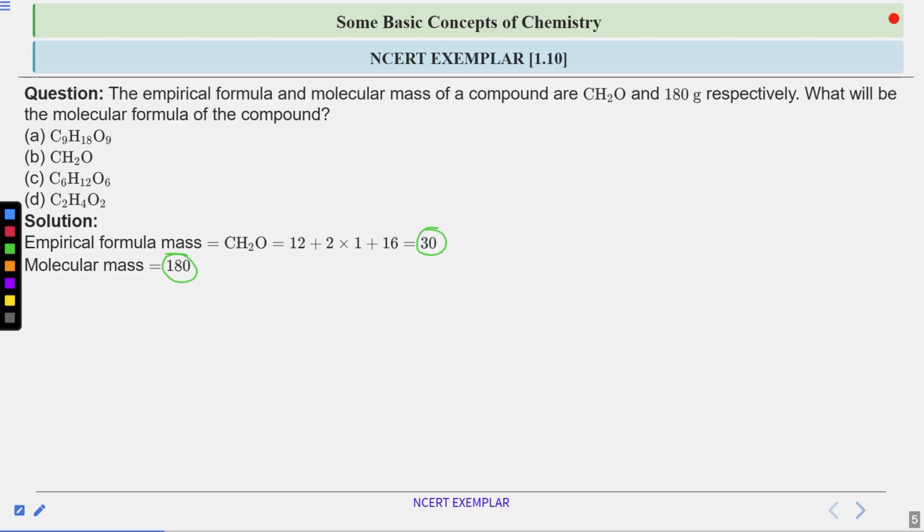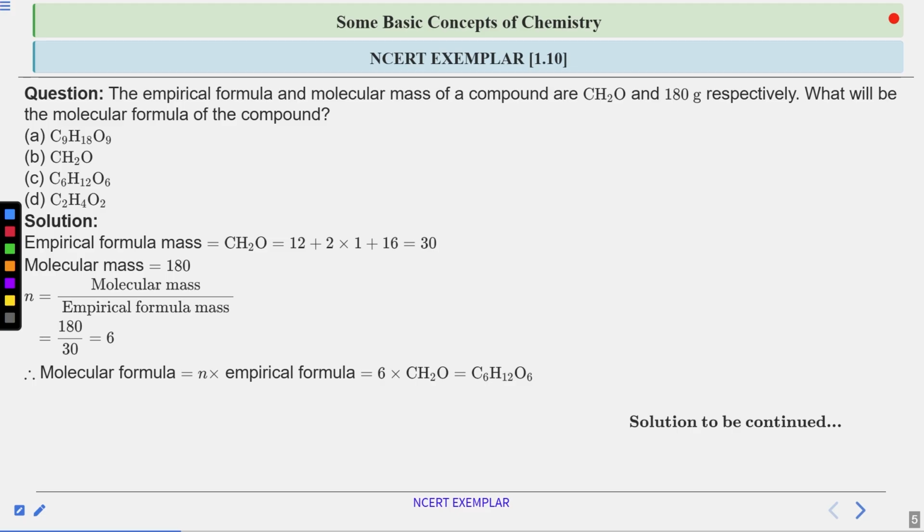Yes, Naman is saying 180 by 30. Yes, you are right, Naman. We take the ratio of the molecular mass to the empirical formula mass. Yes, Shriram, you are correct. So let us do this. 180 by 30 will give you 6 as the n value.